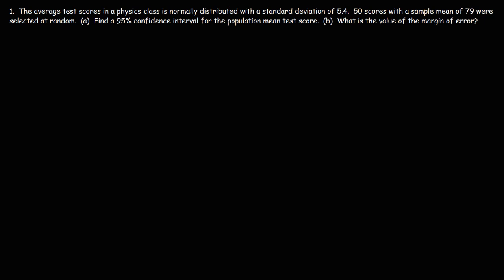Number one, the average test scores in a physics class is normally distributed with a standard deviation of 5.4. 50 scores with a sample mean of 79 were selected at random. Part A, find a 95% confidence interval for the population mean test score. Go ahead and try this problem if you already know what to do.